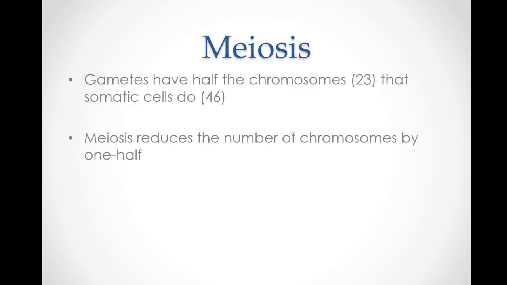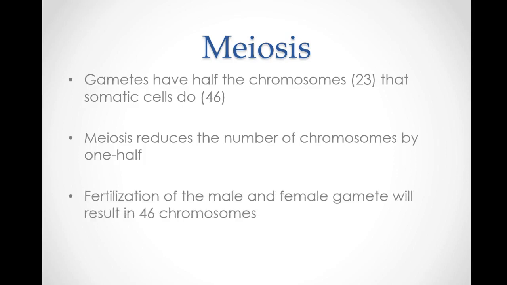So the whole process of meiosis helps us to reduce the number of chromosomes by half. That way, when we have a fertilization event, the male gamete and the female gamete each have 23 chromosomes coming together to create those 46 chromosomes, the total number that we need in order to create a fully functioning human.